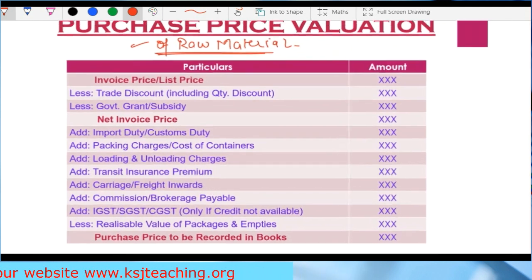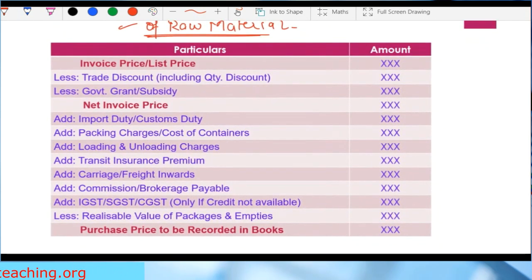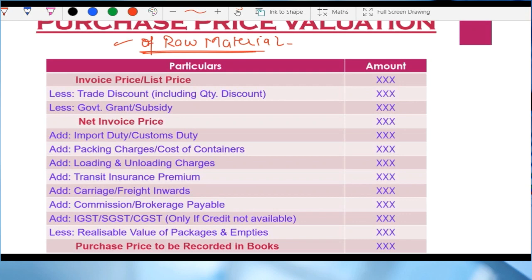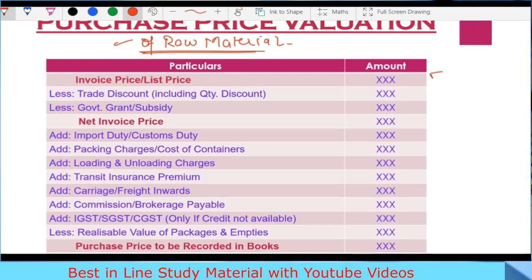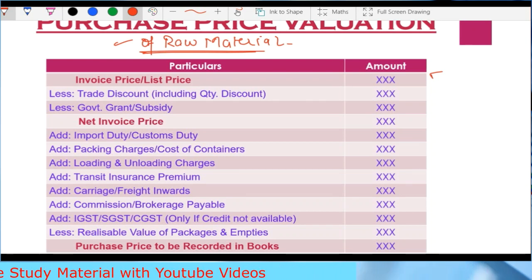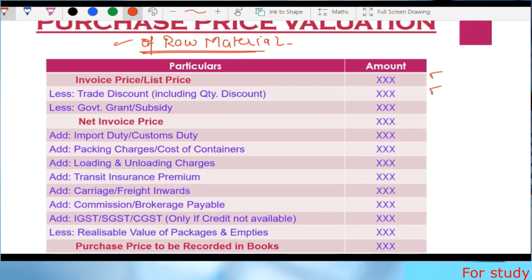So let's see what all is included in this. The first thing is the invoice price or the list price, right sir? Obviously when you buy something, you will receive the invoice. That means the list price means the taxable value, we can say. Less, if there is any trade discount, including the quantity discount. Right? Less, if you are going to get any subsidy.